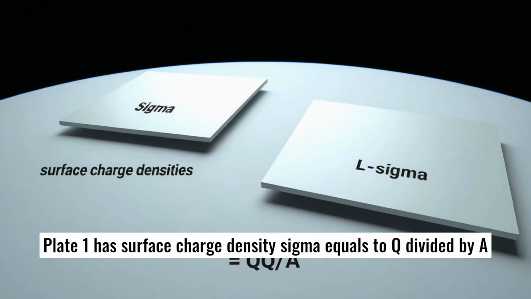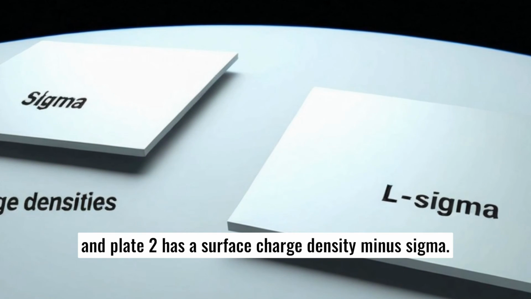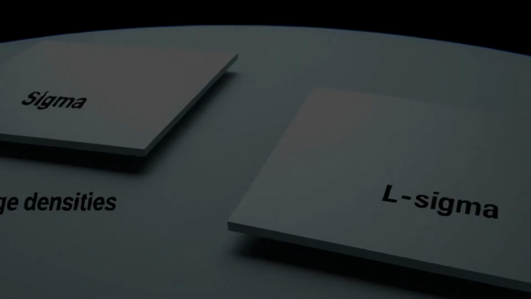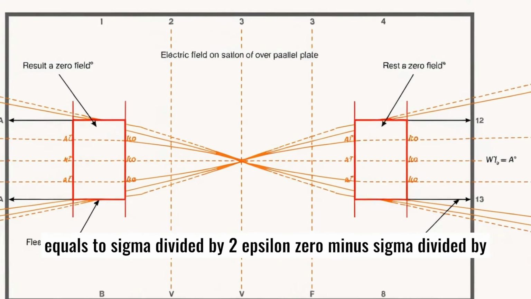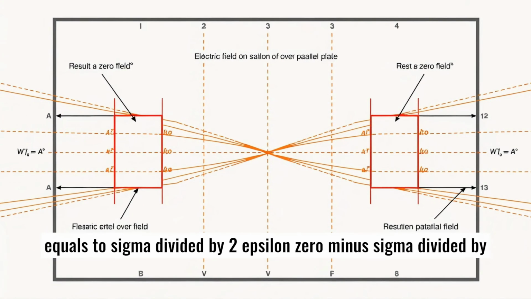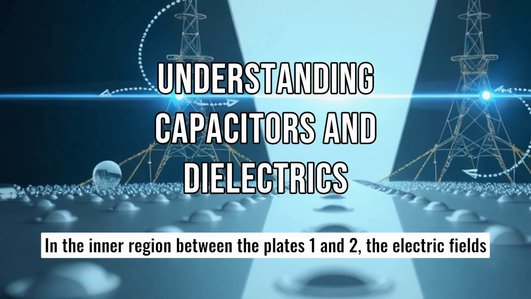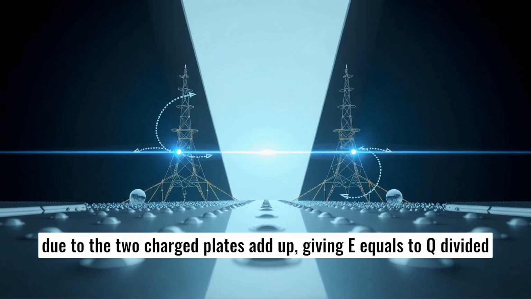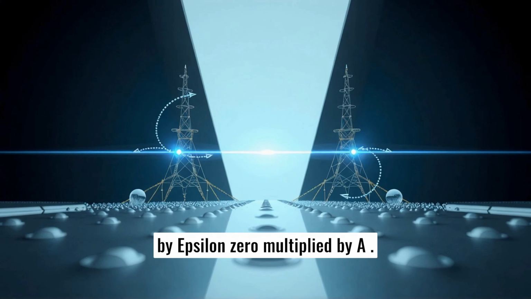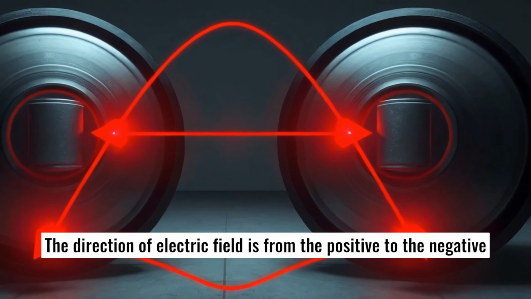Plate 1 has surface charge density σ equals Q divided by A, and plate 2 has a surface charge density -σ. The electric field in the outer region of the parallel plate is E equals σ divided by 2ε0 minus σ divided by 2ε0, which is 0. In the inner region between the plates 1 and 2, the electric fields due to the 2 charged plates add up, giving E equals Q divided by ε0 A. The direction of electric field is from the positive to the negative plate.